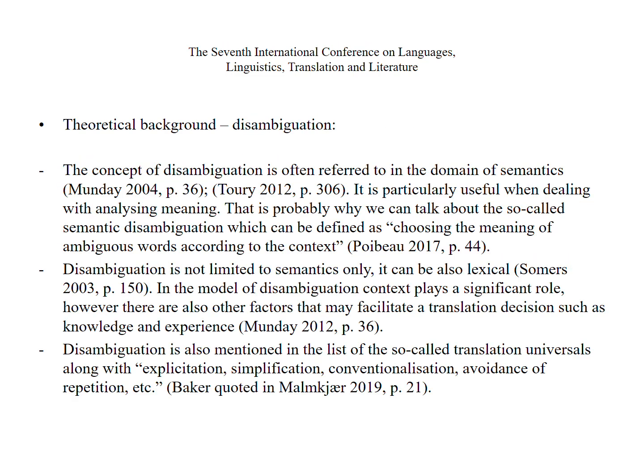Disambiguation is the concept that is often referred to in the domain of semantics. Its basic definition states that it is choosing the meaning of ambiguous words according to the context. We can talk about the so-called semantic and lexical disambiguation. When it comes to disambiguation, translators' knowledge and experience also play a substantial role. Disambiguation is a part of the so-called translation universals.